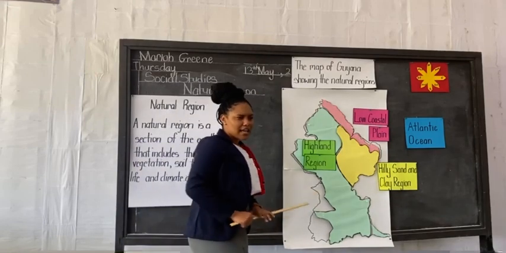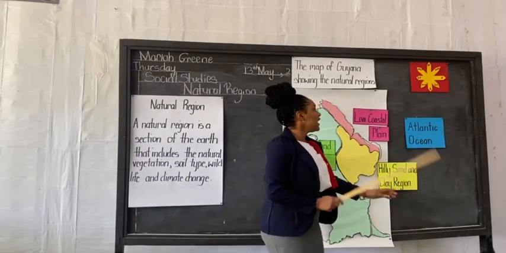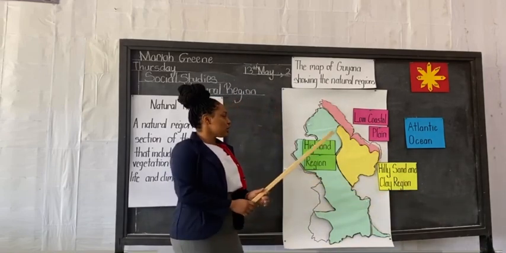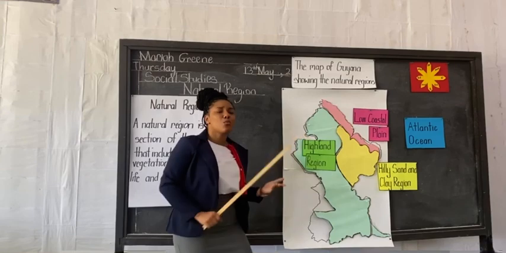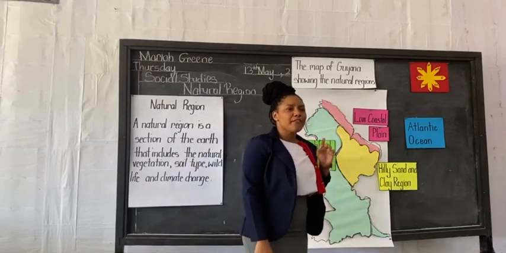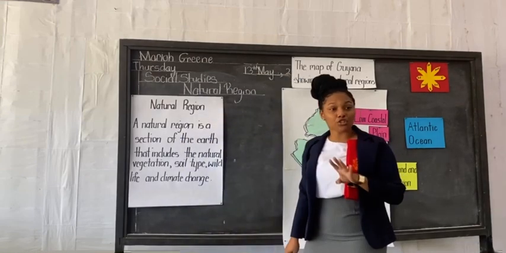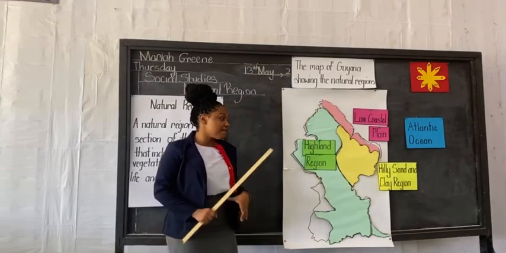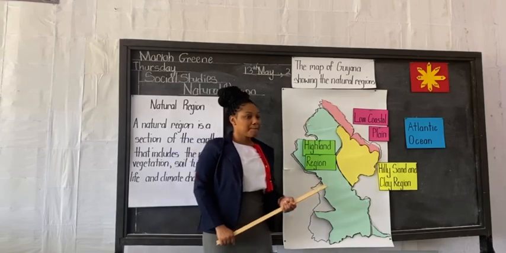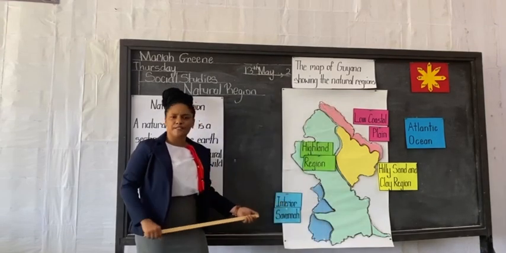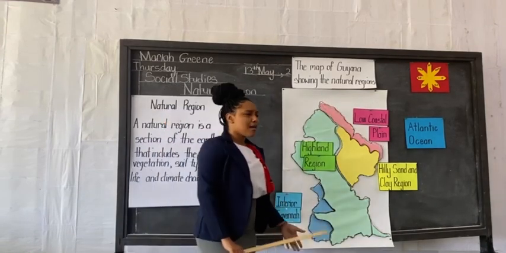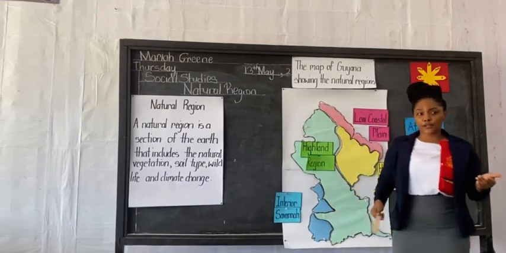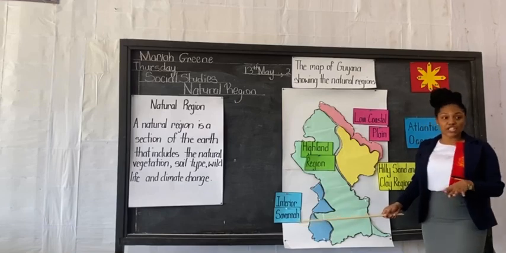The last natural region we're going to look at is the, can anyone tell me? We did the low coastal plain. We did the hilly sand and clay region, we did the highland region, and we have one more. Remember from the video we said that there's 4 natural regions found in Guyana. Can anyone remember the last and final natural region? It's the interior savanna. So can anyone tell me from the video clip what they've learned about the natural region, the interior savanna?